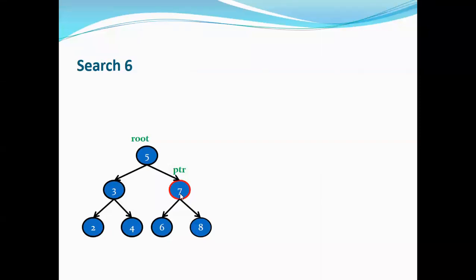So I will now compare 7 and 6 and I find that our item, that is 6, is less than 7. So we will go to its left child. Now I will update my PTR. Now PTR is 6, so I will compare 6 and 6. Now 6 and 6 are equal, so we have found the item. Item is found. So this is the search operation.